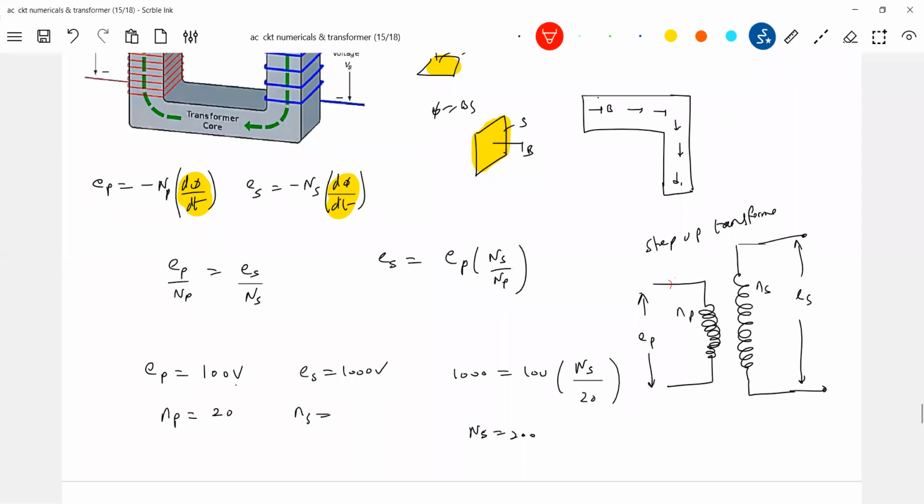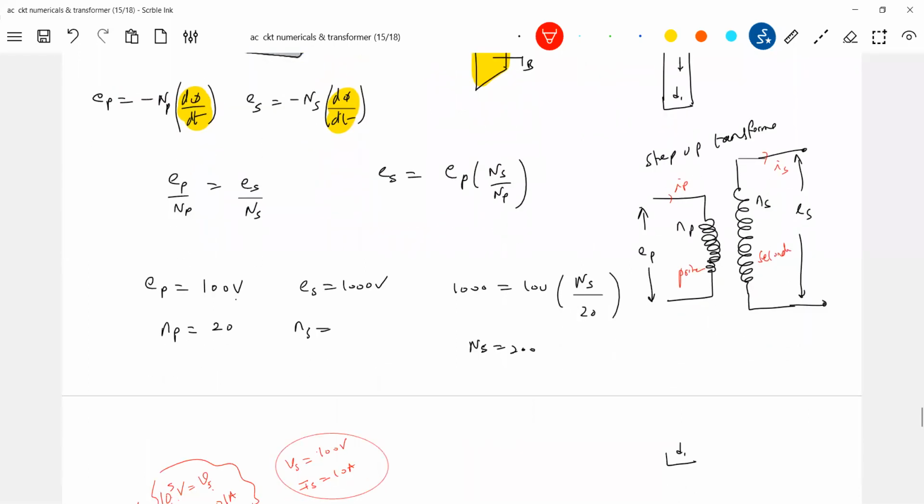So let the current here be IP. Let this be IS. Are we violating the energy equation? Nothing. So what is EP into IP? What is the power at the primary? This is the primary. This is the secondary. So what is the power at the primary?